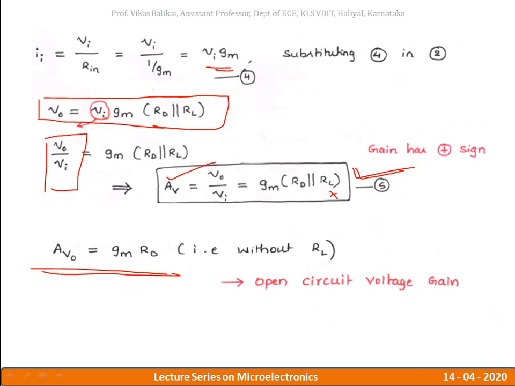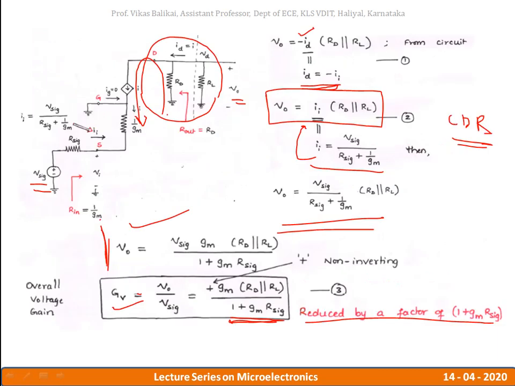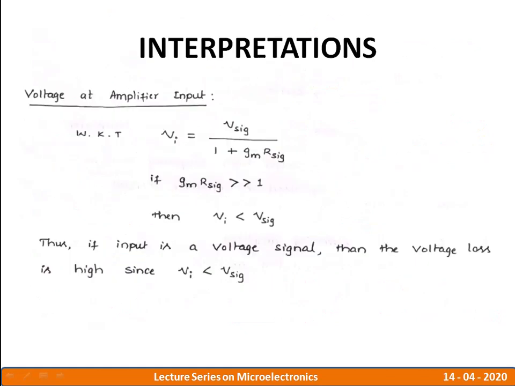So basically we tried to figure out the open circuit voltage gain, the overall voltage gain, the output voltage, the input resistance, all those things. Now a few interpretations that I just want to throw light on. Here in the common gate amplifier configuration, we gave voltage as input. The input voltage given was Vsig, and what the common gate amplifier considered as input was the voltage Vi.